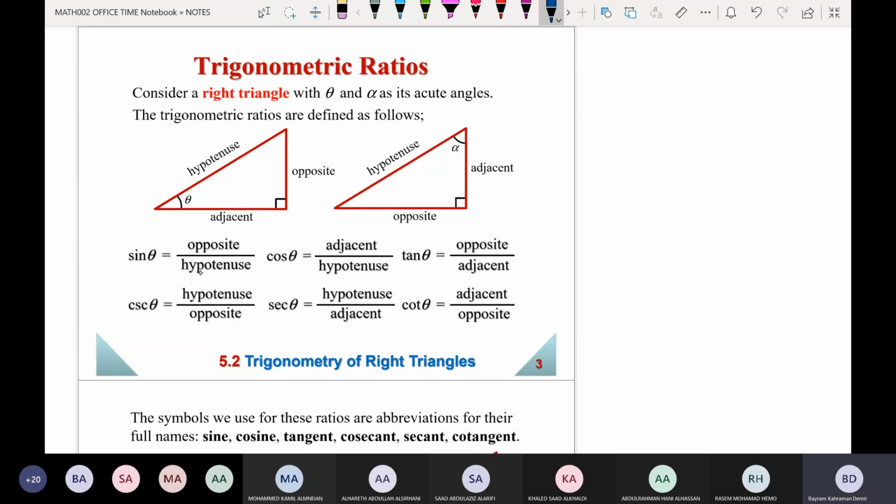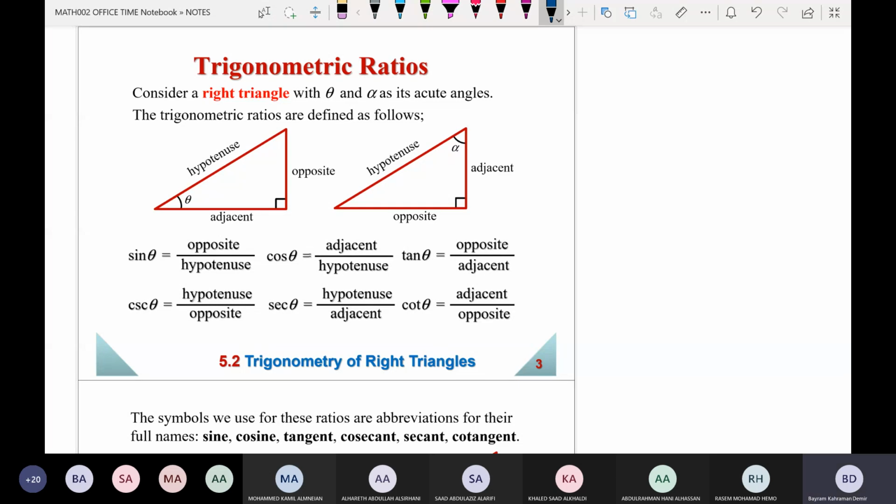And so when we flip the sine theta, which is 1 over sine theta, it will give you the hypotenuse divided by opposite. We will call it cosecant of theta. Similarly, when you flip the cosine theta, you will get the secant theta, which is hypotenuse divided by adjacent. And when you flip the tangent, 1 over tangent becomes the cotangent, which is adjacent divided by opposite. All right.